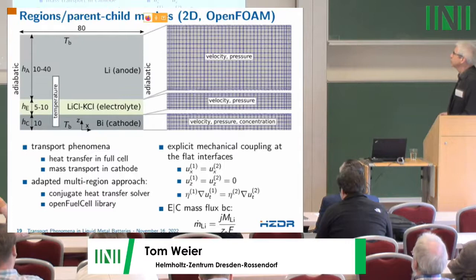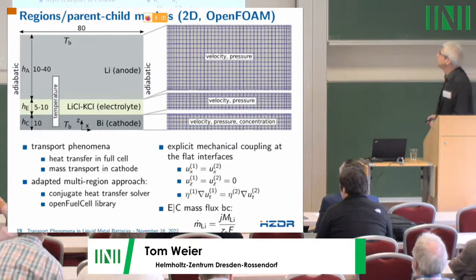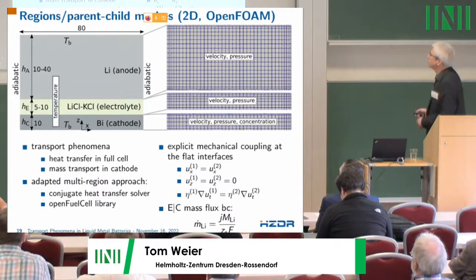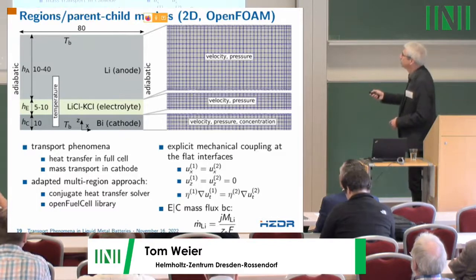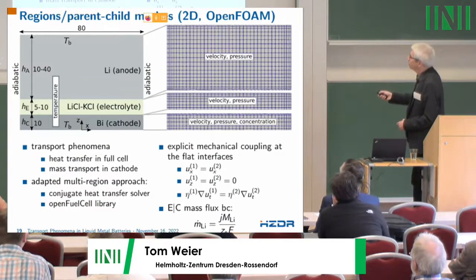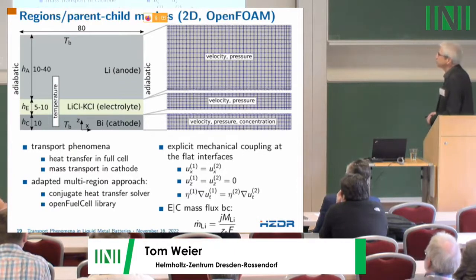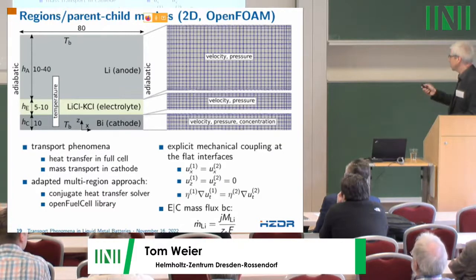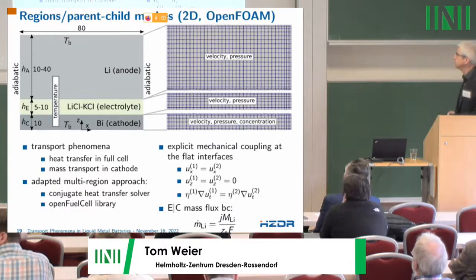Norbert did computations on this problem using OpenFOAM in such a way that he used a parent-child mesh technique. So we have a parent mesh that's for the whole cell, and we compute temperature on the parent mesh, but velocity and pressure and concentration in the cathode only are computed on the child meshes and then mapped back to the parent mesh. And this mapping happens in every iteration.